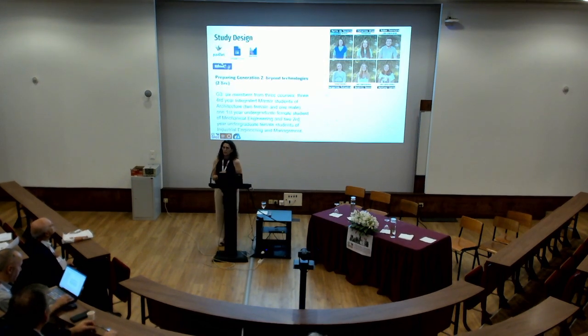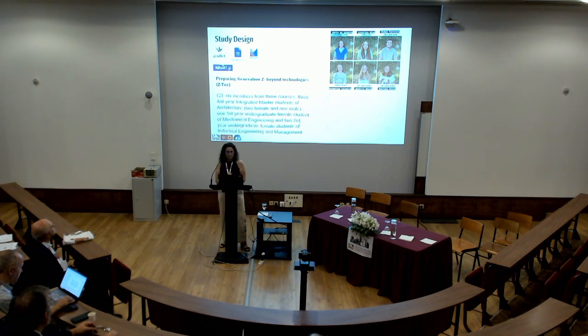So let's present our two groups. The first group we call group 3. We have 6 groups, but here we are going to present the results of 2 groups. In group 3, there are 6 members from 3 different courses: 3 fourth-year integrated master students of architecture that we have in this school, in this campus, 2 female and 1 man; 1 first-year undergraduate female student from mechanical engineering; and 2 second-year undergraduate female students from industrial engineering and management.